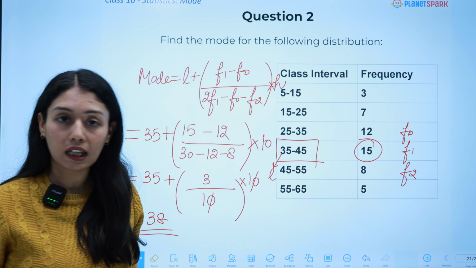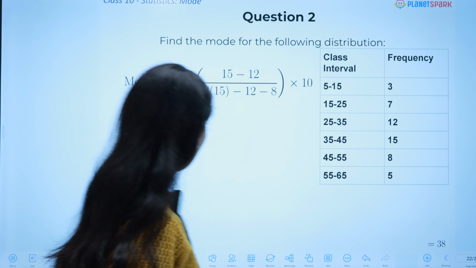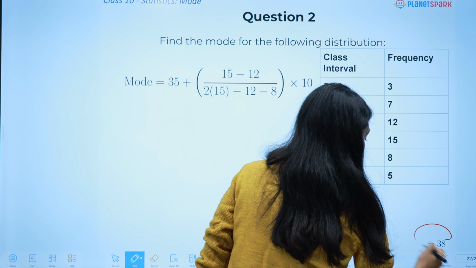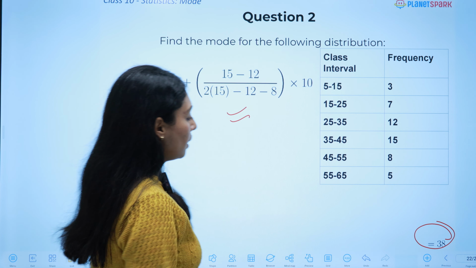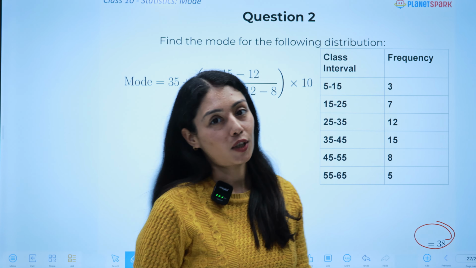35 to 45, wahi 38 lie karega. Let's verify the answer. Yes, that is 38. Okay, calculation is the same. So yeah, 38 is the mod and that is the right answer.